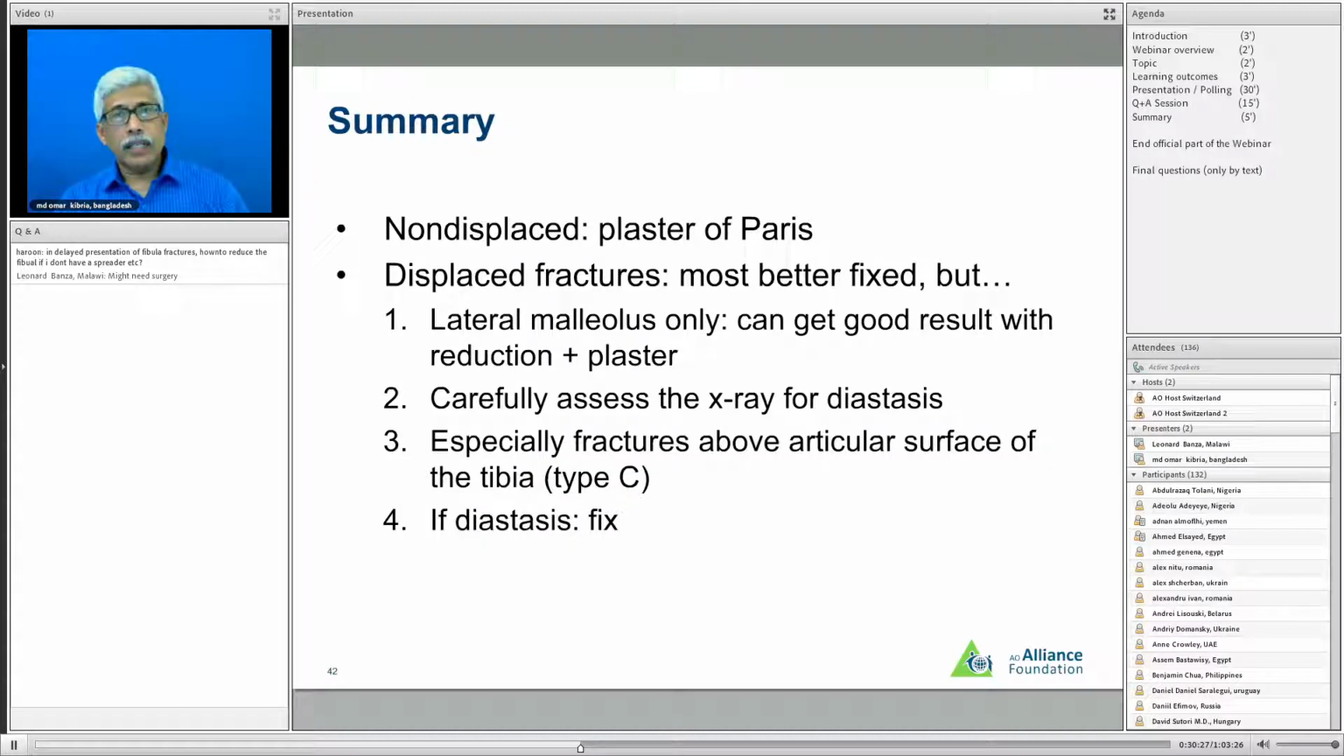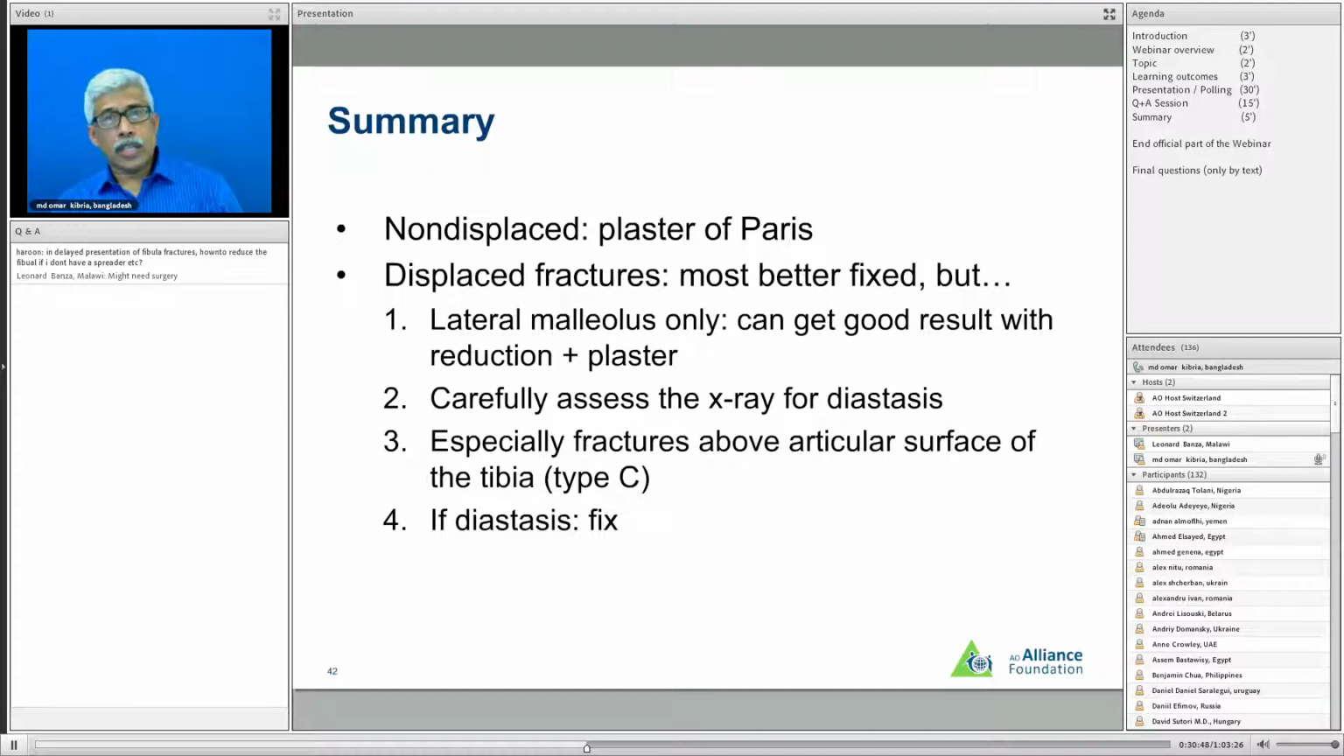So in summary, we can say that non-displaced fractures can be treated with plaster of Paris. Displaced fractures had better be fixed, but you must have a surgeon available, theater available, implants available, and the local soft tissue condition must be in favor of surgery.